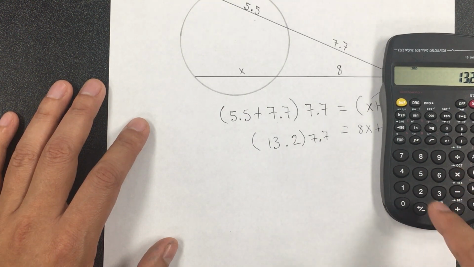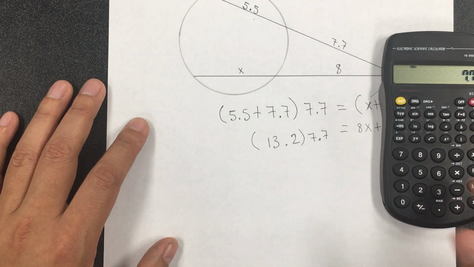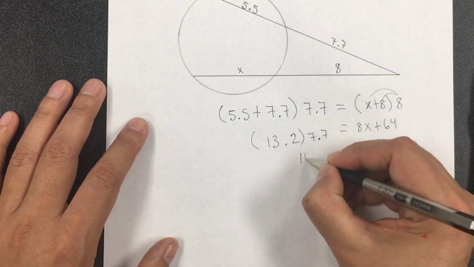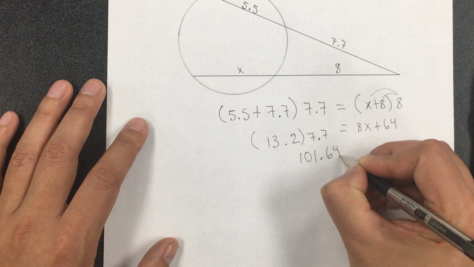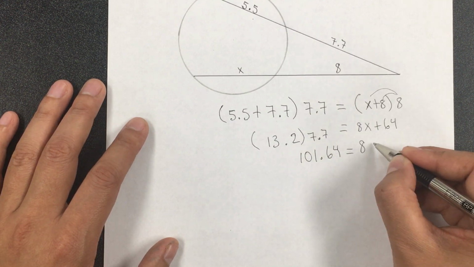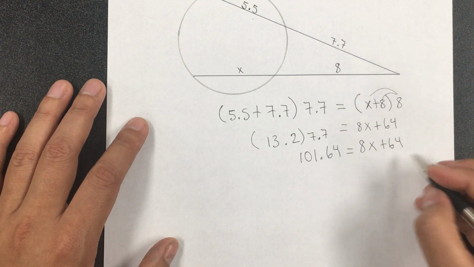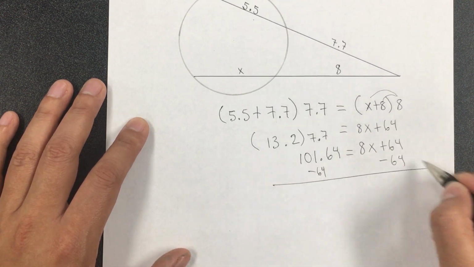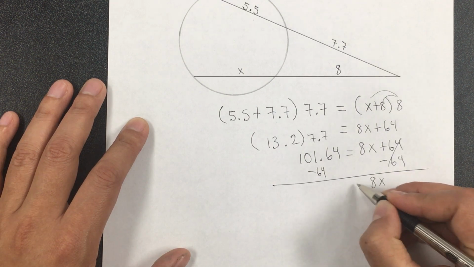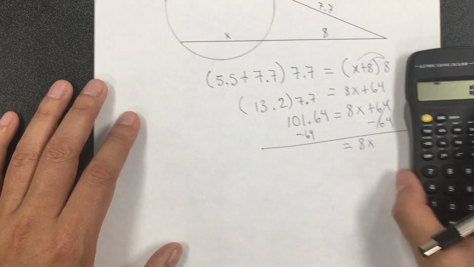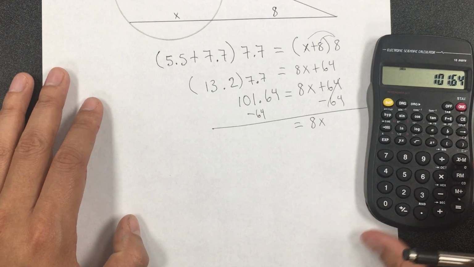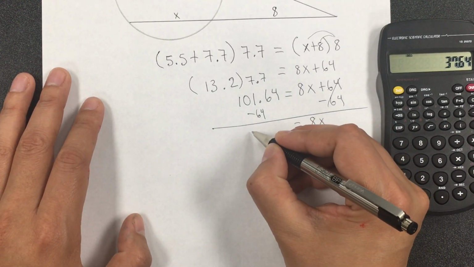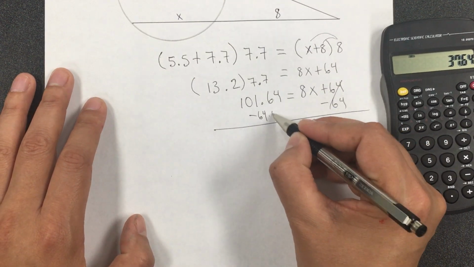13.2 times 7.7 equals 101.64. 101.64 equals 8x plus 64. I subtract 64 from both sides, and so I get 8x equals, you can do it with a calculator, 101.64 minus 64 is 37.64, or you can just put zeros in here.